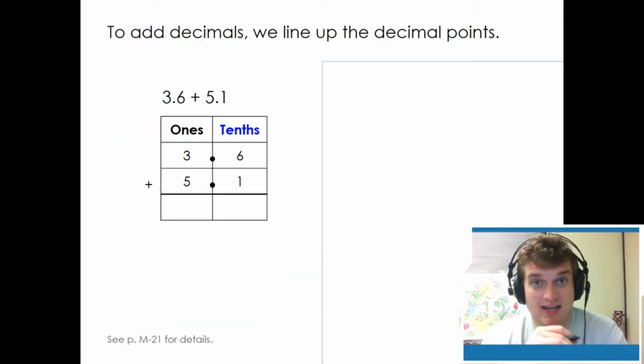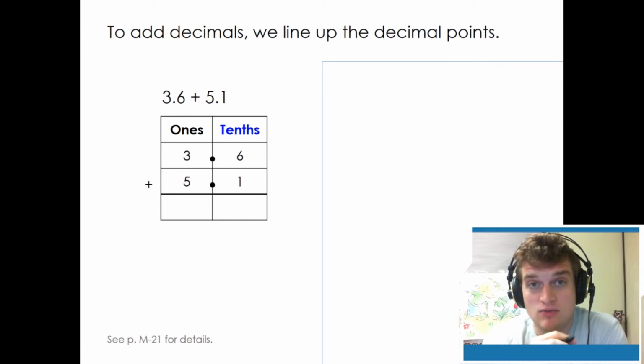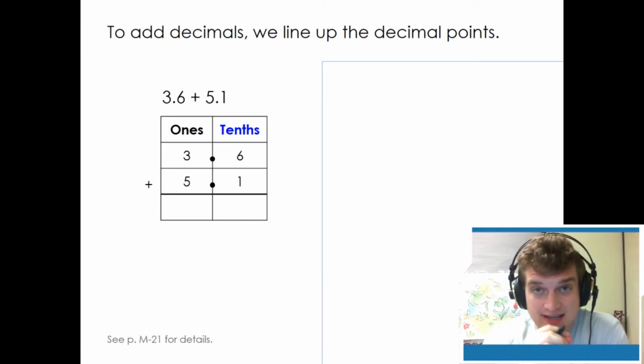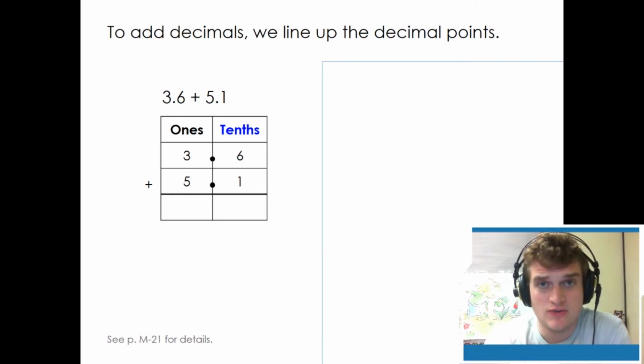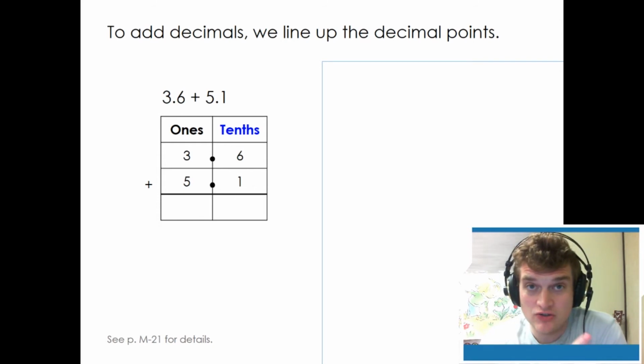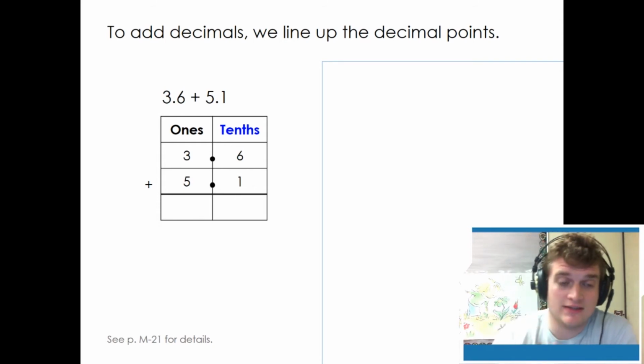Now to use the standard algorithm, the most important thing you need to remember is that the decimal places have to be lined up. Just like when we were adding using hundreds or thousands, you always made sure that the ones place value was lined up. Now we're going to make sure that the decimal is lined up. If you're using grid paper, you can line this up this way.